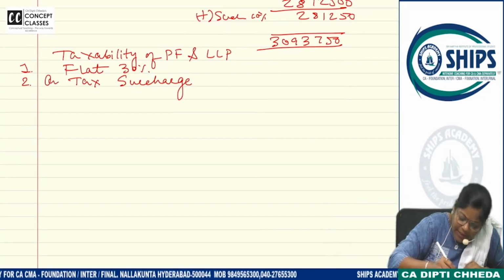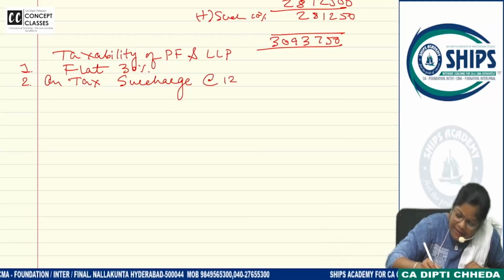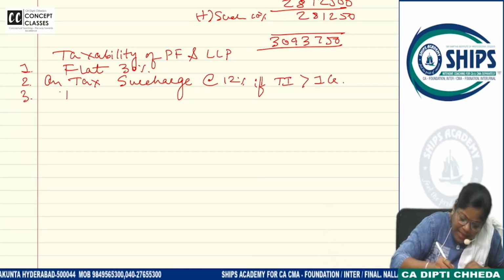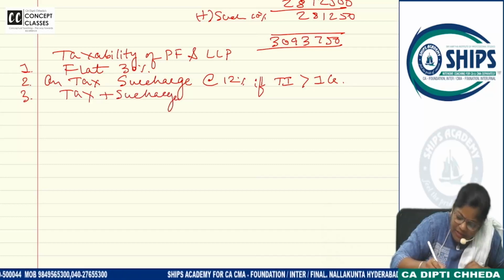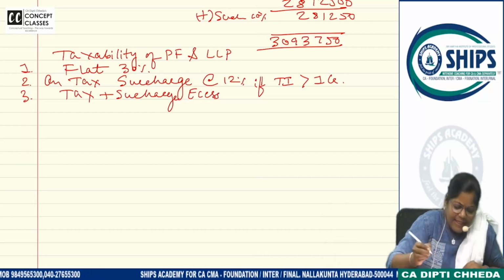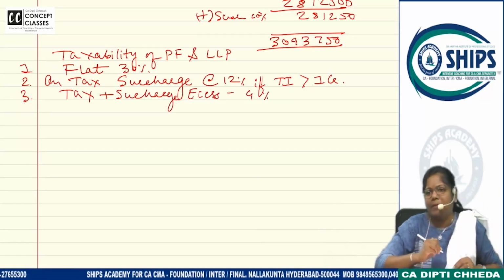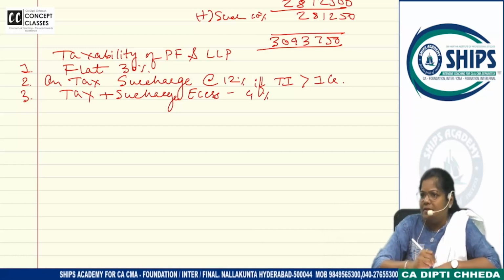Tax के on tax, surcharge at the rate of 12% if TI, total income, exceeds 1 crore, and tax plus surcharge, E-cess is 4%. Clear?